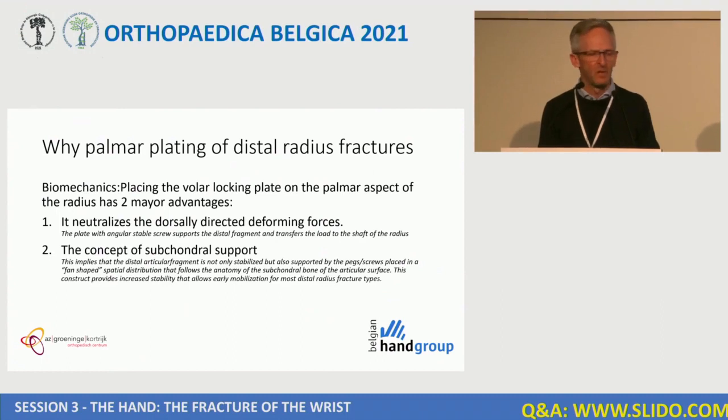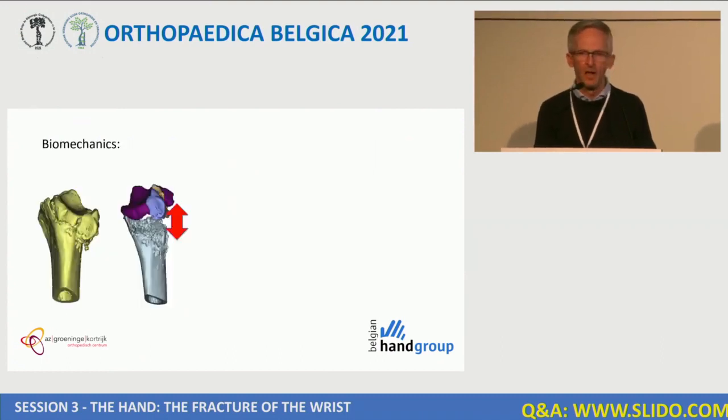So the principles, biomechanics, I'll better explain it to you with this slide. You see the yellow one is the fracture dorsally displaced. In this computer-generated model, we removed the ulna, so you're looking from the ulnar side, and you see the impaction, and you want to neutralize your impaction from the dorsal side after the reduction.